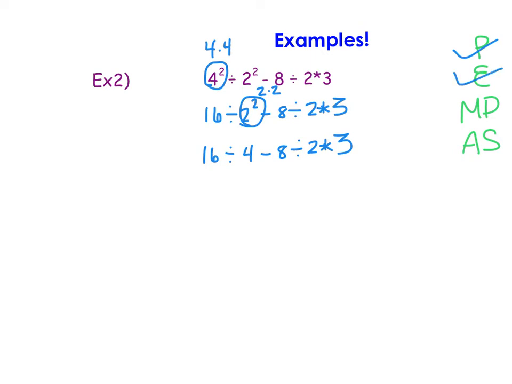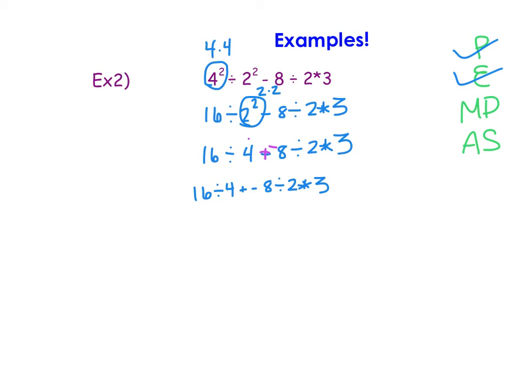Now after the exponent step, I like to pause and utilize keep, change, change wherever I see that I can. So here I notice there's a subtraction symbol, so I'm going to do keep, change, change. So this becomes 16 divided by 4 plus negative 8 divided by 2 times 3.